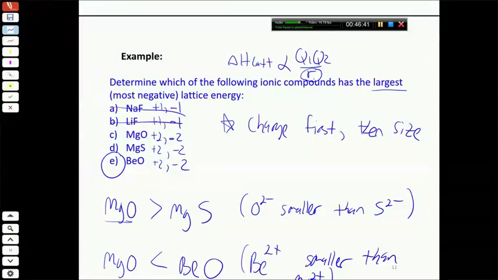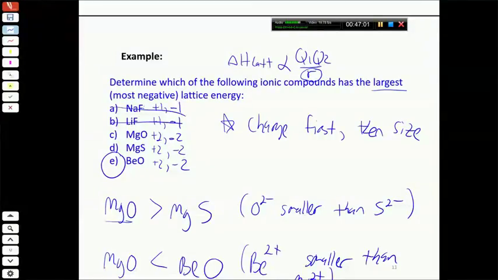So LiF and NaF, lithium is smaller than sodium. It's above it on the periodic table. So these two would get closer together, and lithium fluoride would have the larger lattice enthalpy of those two. So that means of these five, sodium fluoride would be the absolute smallest, and then lithium fluoride, and then the rest of them that we ranked in that order for the 2+ compounds.